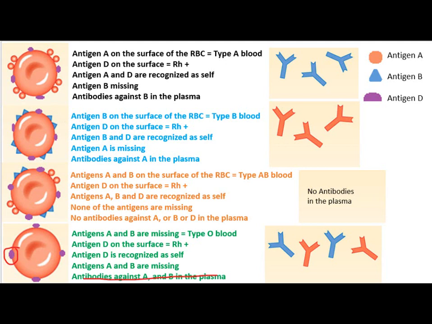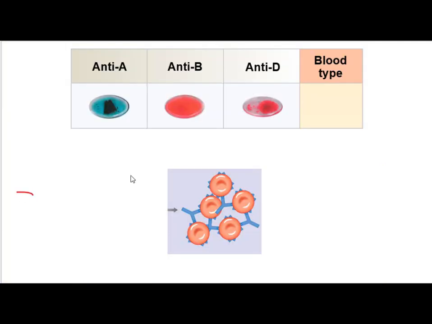Take a drop of blood and put it on a microscope slide right over here, and let's say I divided the slide into 3 portions. I put a drop of blood here, another drop right over here, and another drop right over here. I placed anti-A here, anti-B here, and anti-D here.